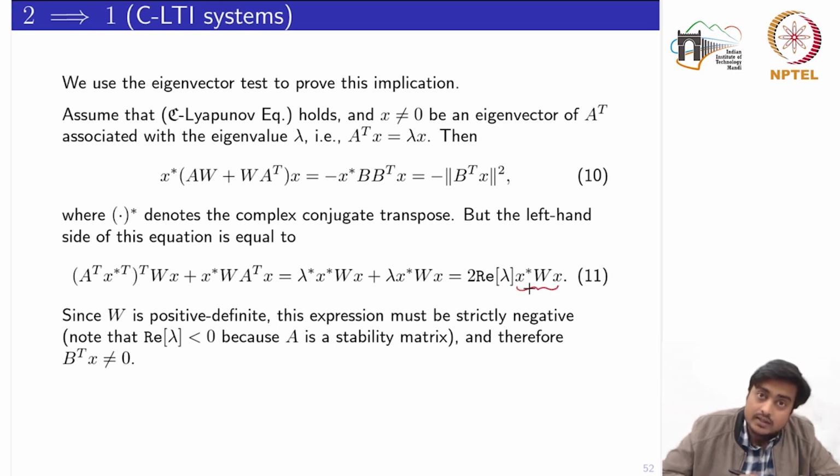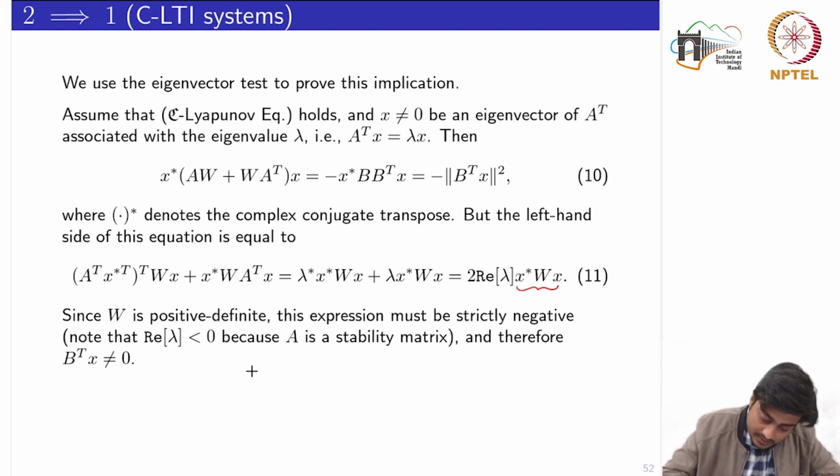So this part would definitely be positive. Now here we are taking only the real part of the eigenvalue lambda, and since there is an assumption that A is a stability matrix, the eigenvalue must definitely be on the left hand side. So this term would definitely be negative. If it is negative, then it will never be equal to 0, because on the right hand side we have minus norm of B transpose X.